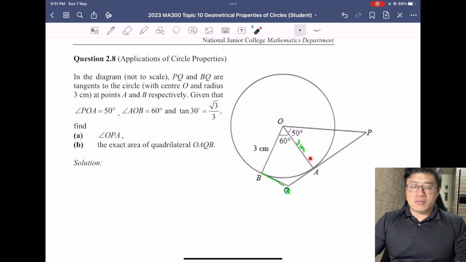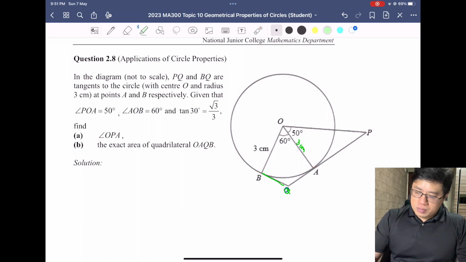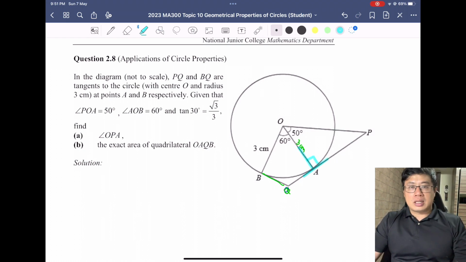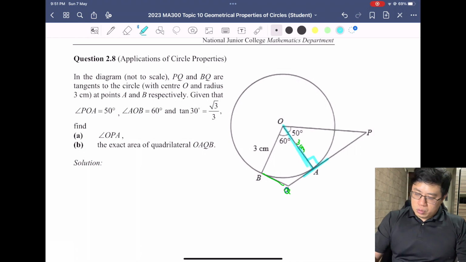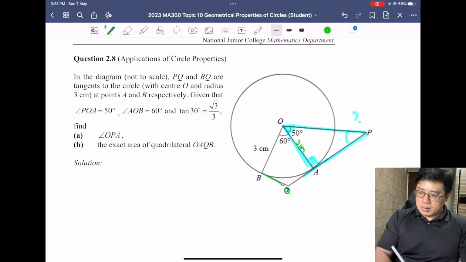Now, part A actually is very easy because if you just observe, with the tangent perpendicular to the radius, you can see that angle OAP is 90 degrees. So looking at this triangle, we just take 180, subtract 50, subtract 90, and we can find out what OPA is. So first, let's write down angle OAP.